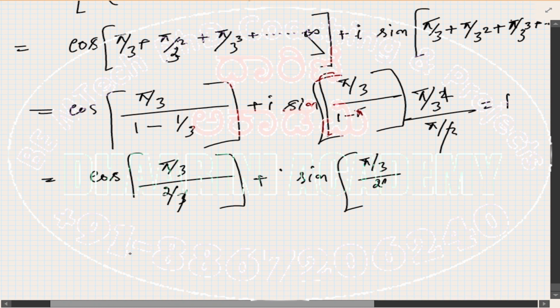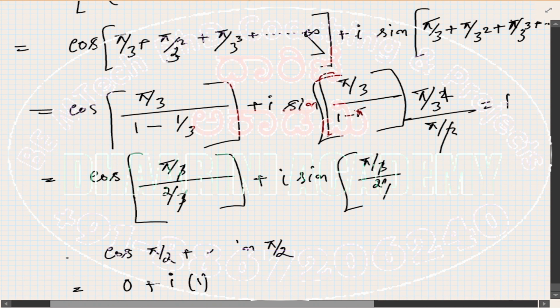So this is equal to cos pi by 2 plus I times sine pi by 2. So cos 90 is 0. Sorry, pi by 2 is 90 degrees. Cos pi by 2 is 0 plus I times sine pi by 2 is 1. So the final required answer is equal to I. So this is the product asked in the question. That means this is the answer.